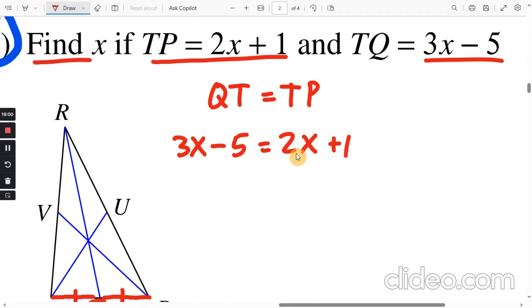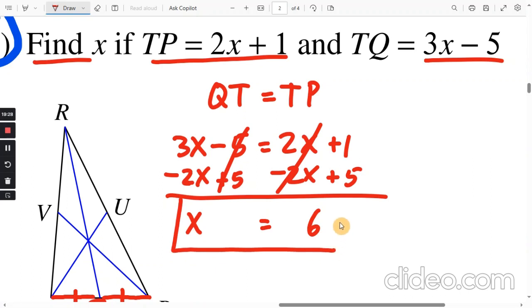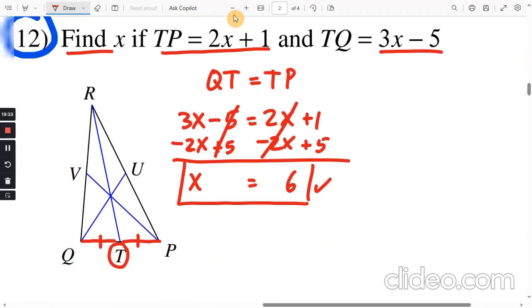Just like last time, I'll subtract the smaller x. So 2x is less than 3x. The 2x's cancel. 3x minus 2x is just x. If we have letters on the left, we want numbers on the right. The opposite of minus 5 is plus 5. I'm going to do that to both sides. Cancels here. Bring down the equals, and 1 plus 5 is 6. Final answer.